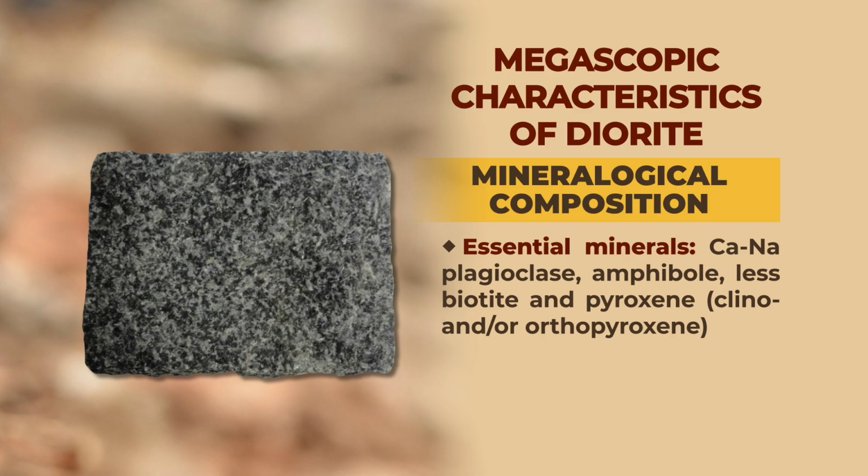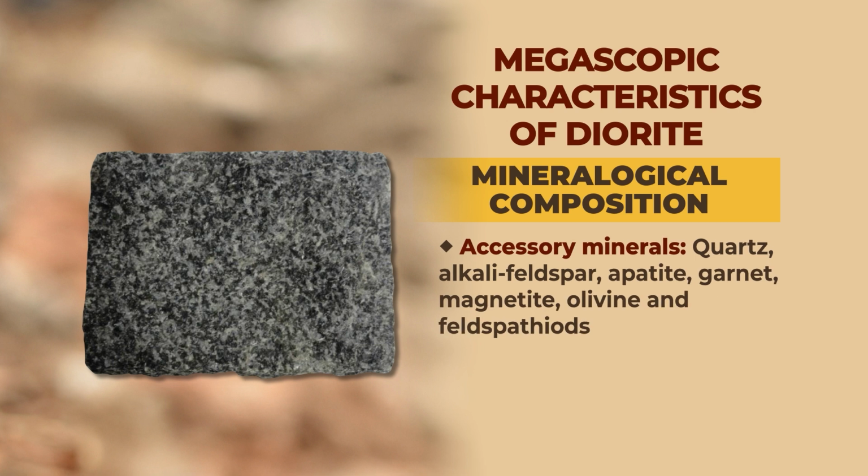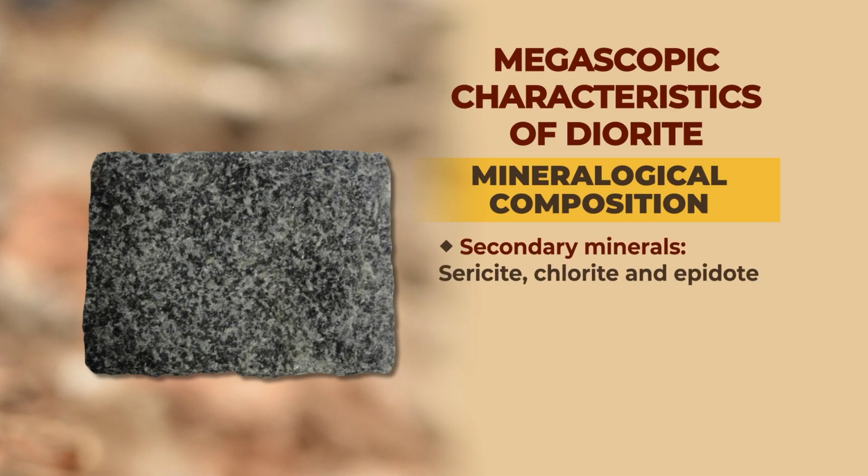Pyroxene can be both clinopyroxene and orthopyroxene. This classification is based on crystallographic connotation. Clinopyroxenes are those which crystallize in the monoclinic crystal system, and orthopyroxenes are those which crystallize in the orthorhombic crystal system. Accessory minerals include quartz, alkali feldspar, apatite, garnet, magnetite, olivine and feldspathoid. Secondary minerals include cerussite, chlorite and epidote.